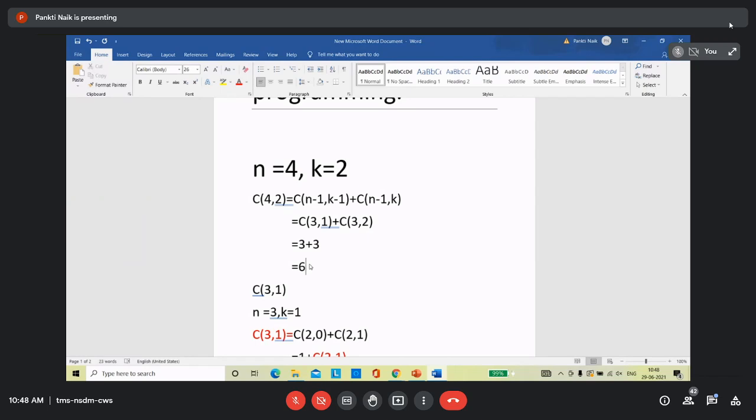Getting it? Does anyone have a problem with binomial coefficient? No, ma'am. Right? So we stop here. Right? We will see the algorithm and analysis part for binomial coefficient in the next lecture. Right? Did everyone understand the calculation and the theory? Yes, ma'am. Yes, ma'am. Okay.